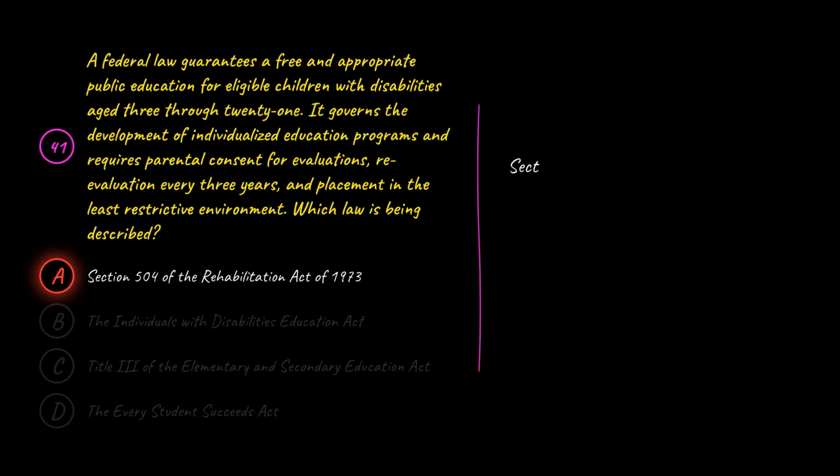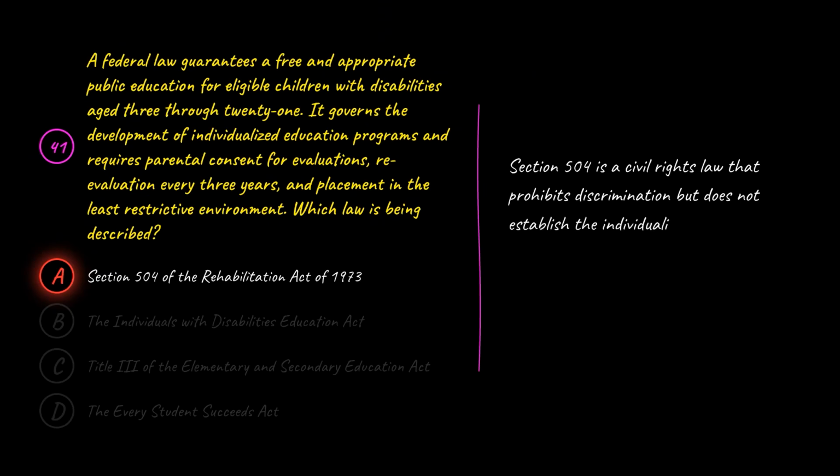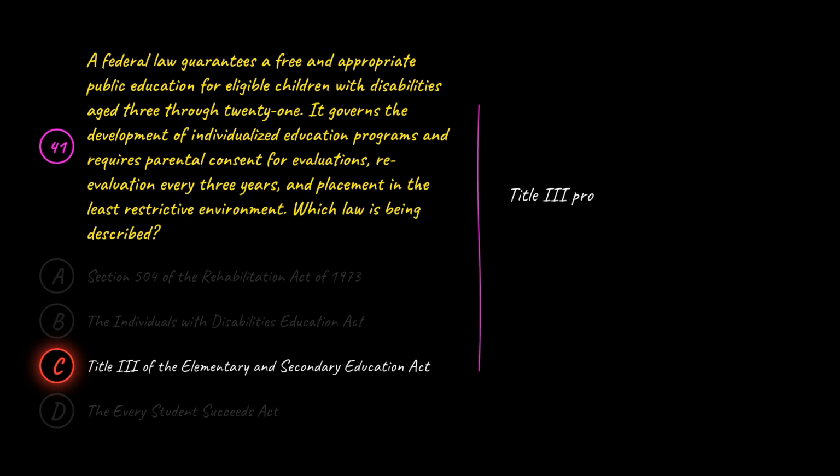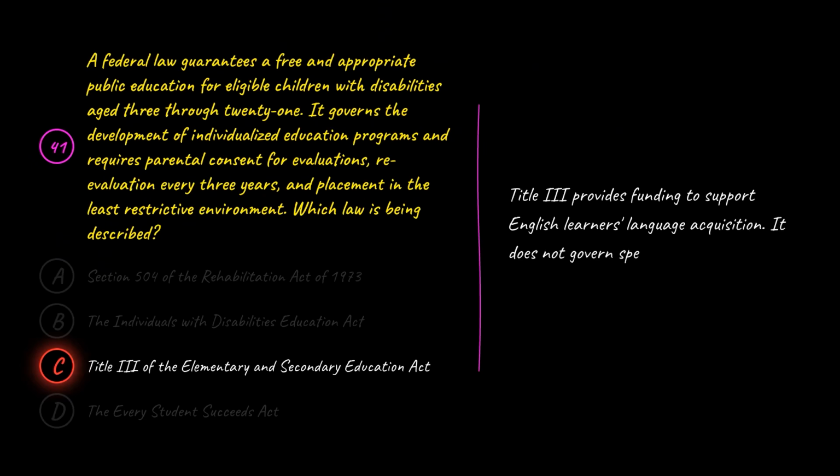A is wrong because Section 504 is a civil rights law that prohibits discrimination but does not establish the individualized education program process or the triennial evaluation rule. Its scope and instruments differ. C is wrong because Title III provides funding to support English learners' language acquisition. It does not govern special education services or individualized education programs.